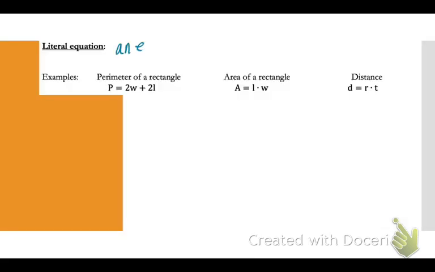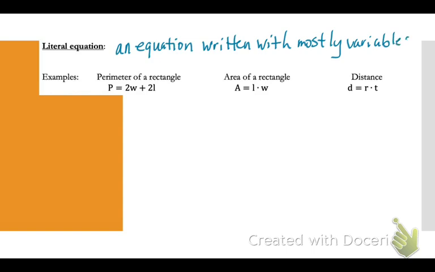So, a literal equation is an equation with mostly variables. So, it's an equation written with mostly variables. Another word that we use often for a literal equation is a formula. And so, it's a very helpful skill to take a formula or a literal equation and solve for one of the other variables in the formula. So let's look at some examples.